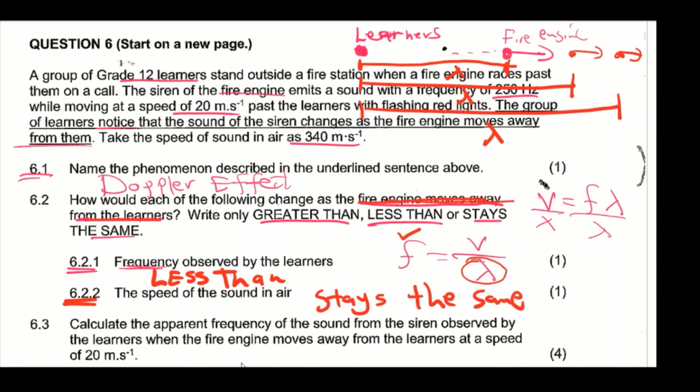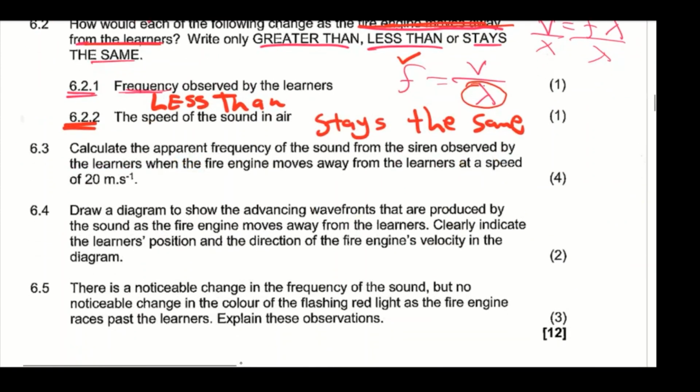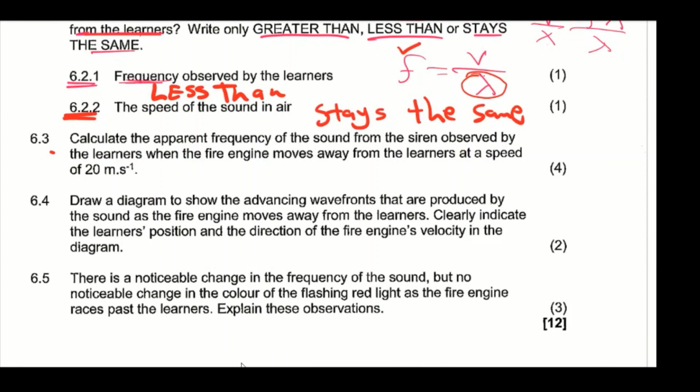Cool. So now we're going to 6.3, right? It says calculate the apparent frequency of sound from the siren observed by the learners. It's really critical that you note this down. It's observed by the learners, right? When the fire engine moves away. So these are critical points. It moves away from the learners at a speed of 20 meters per second.